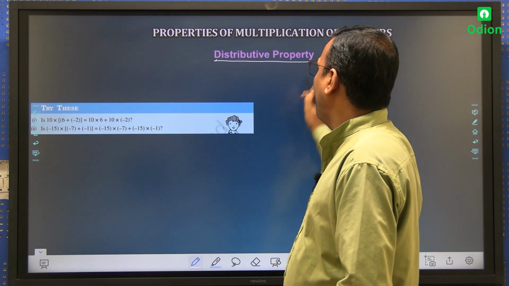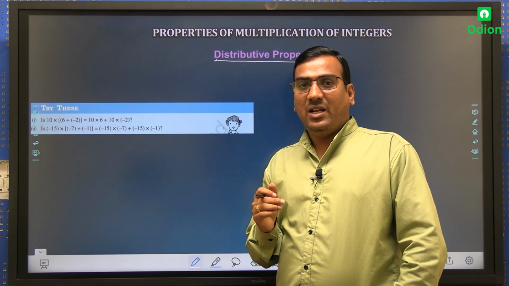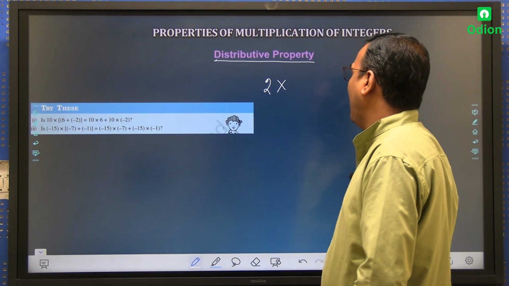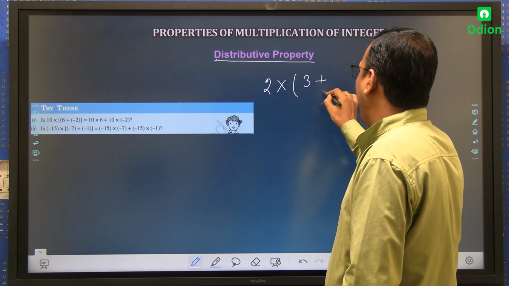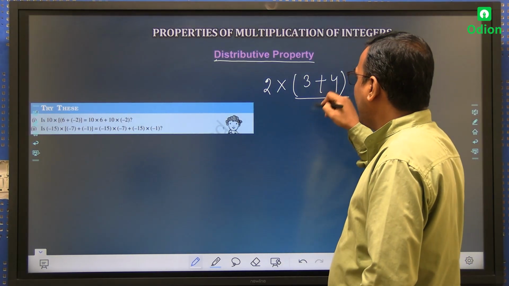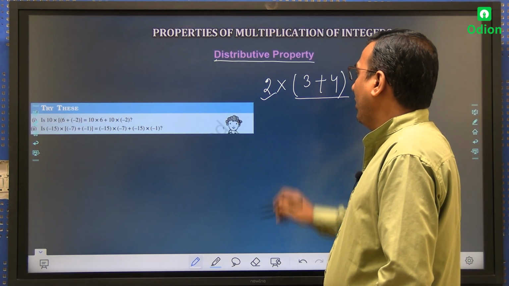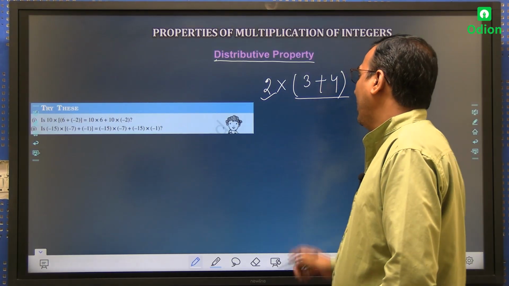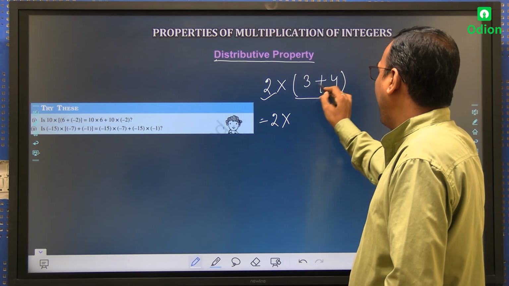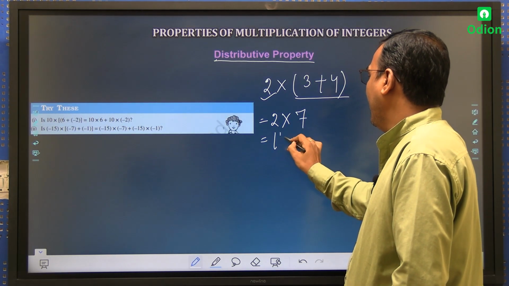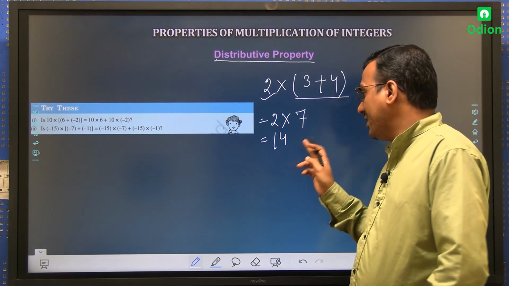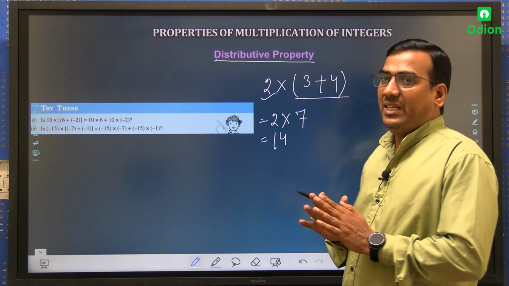Distributive property. What does it mean? First, let me take an example. 2 multiplied with 3 plus 4. 1 is addition over here, and this addition value needs to be multiplied with 2. Then what result it comes? 2 multiplied with 7. The answer is 14. Let us check whether the answer I will get is the same as 14 or not, by writing in a different way.